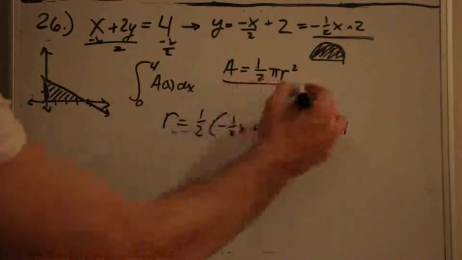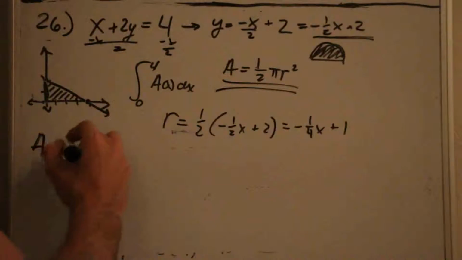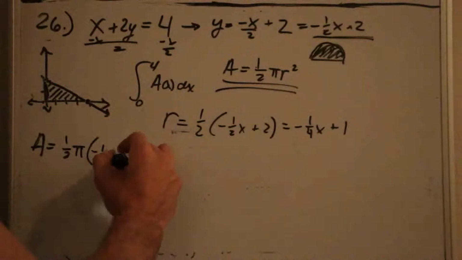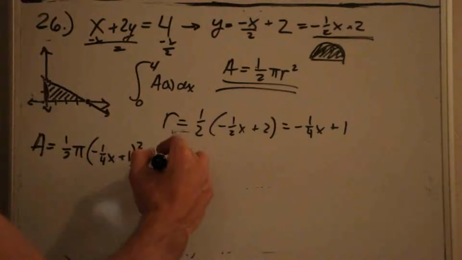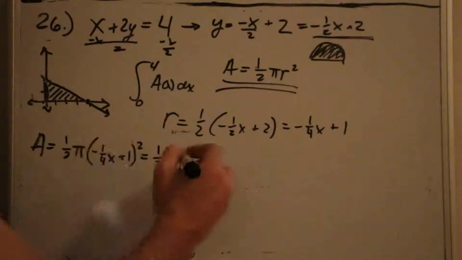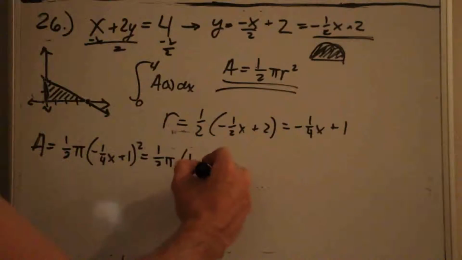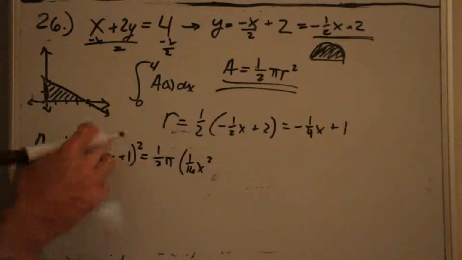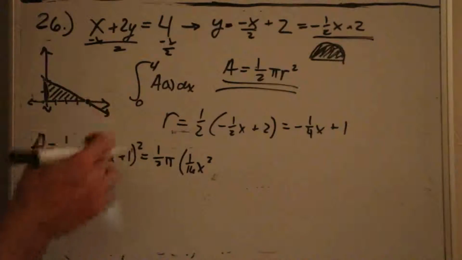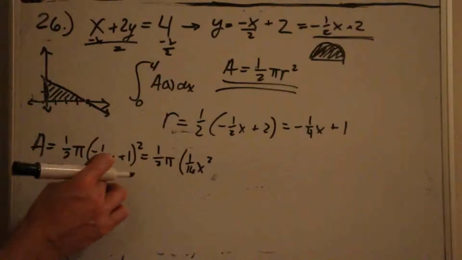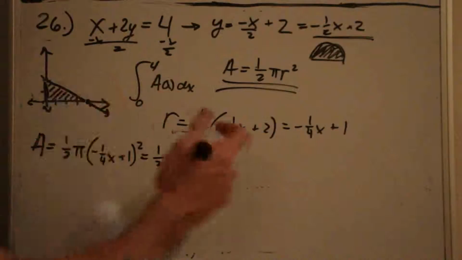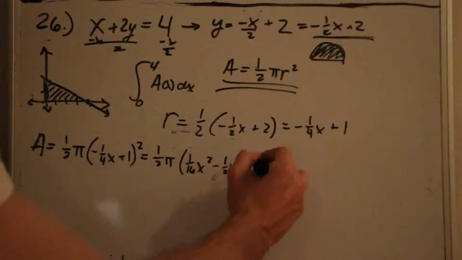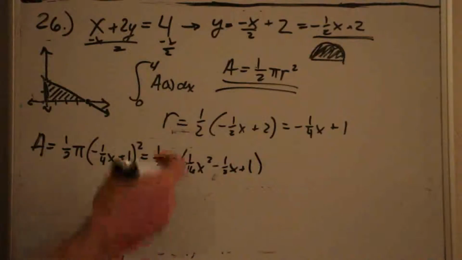Alright, now going back into my area equals 1/2 pi. My radius is squared, so it's negative 1/4 x plus 1 squared. So it equals 1/2 pi. Squaring this whole thing, this becomes 1/16 x squared. Then, square the first, square the last, multiply and double. So negative 1/4 x times 1 is negative 1/4 x, double it is negative 1/2 x. Then square the last is just 1. So that's my whole function here.